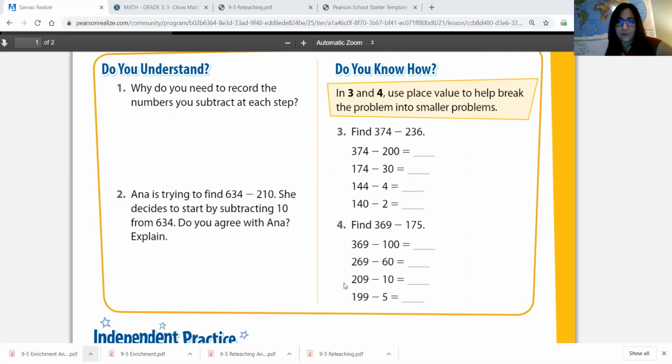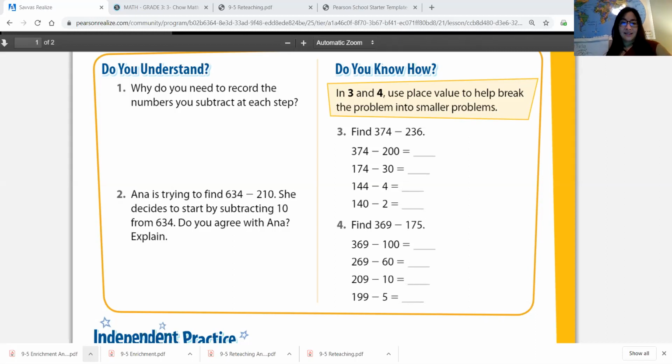And then the third step, 209 minus 10. That is the remaining 10s that weren't taken away with the 6 10s. So one more 10. So that takes you down to 199. Now subtract the 1s. So 199 minus 5 is that last part that you need to solve and write down on that final answer. Hopefully you got 194. Okay.